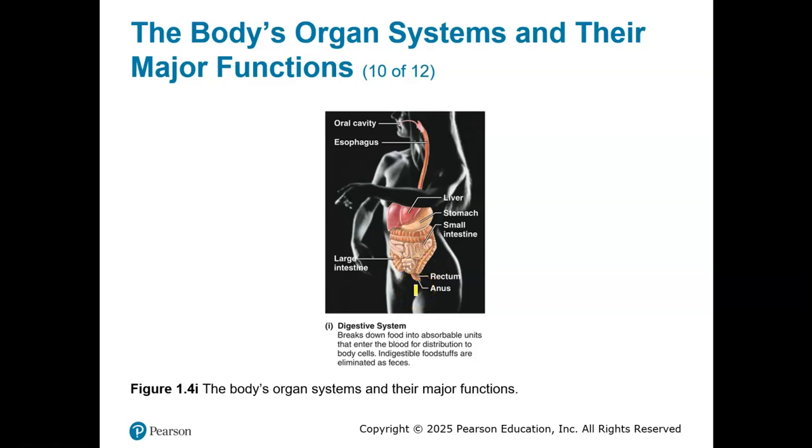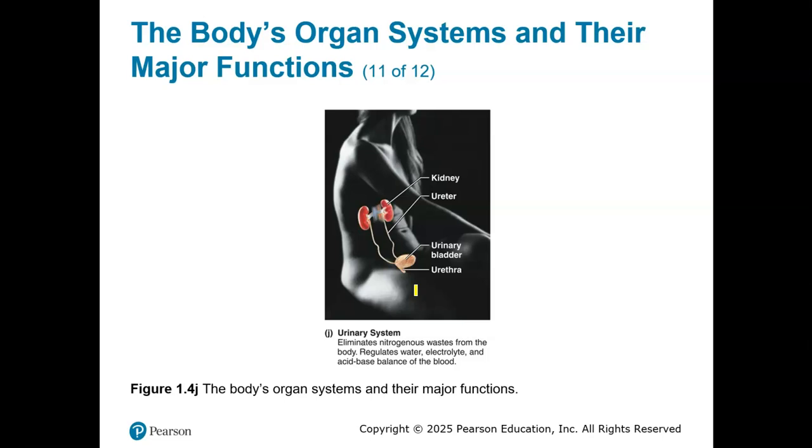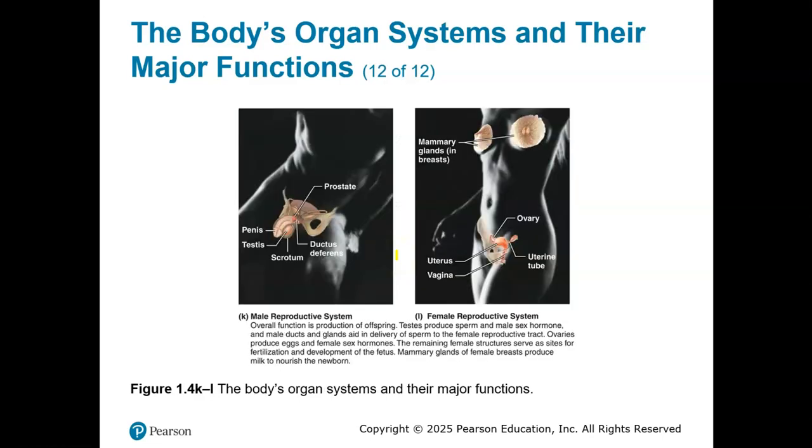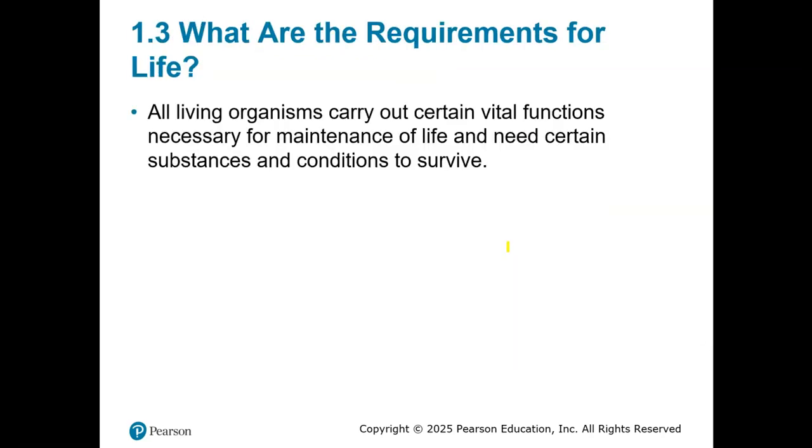But then there are accessory organs of the digestive system, like the liver and the gallbladder and the pancreas. All right, then we have the urinary system, the kidneys, the urinary bladder, the tubes that lead to the bladder called the ureters. You have the reproductive systems for the male. It's going to be the penis, the testes, the scrotum, the prostate gland. In the female, it's going to be the mammary glands, the ovaries, the uterus, the vagina.